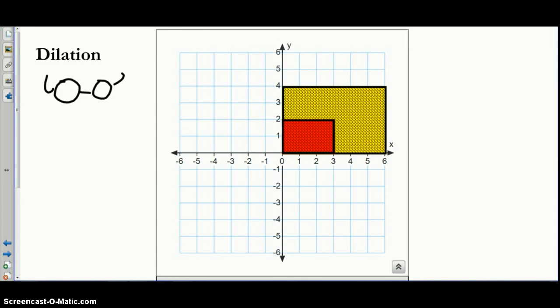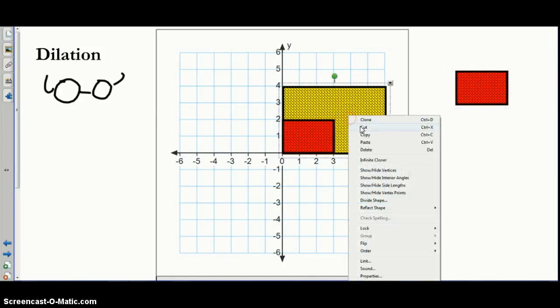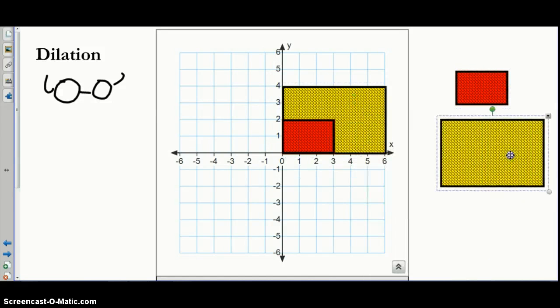This also happens in mathematics, a dilation. We can change the scale of a shape. In this example, we have two rectangles. We have a red rectangle and we have a yellow rectangle. We say that the yellow rectangle is a dilation of the red rectangle. We have changed the red rectangle in order to make an image of the yellow rectangle.